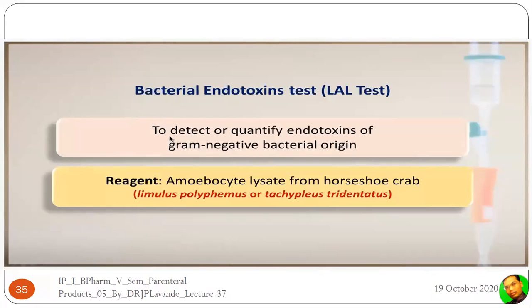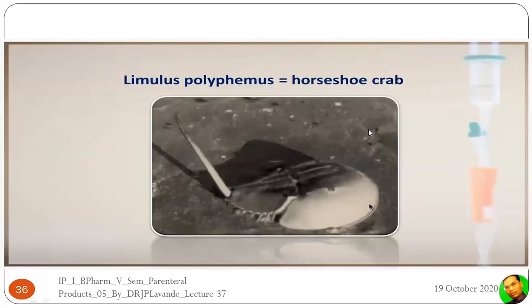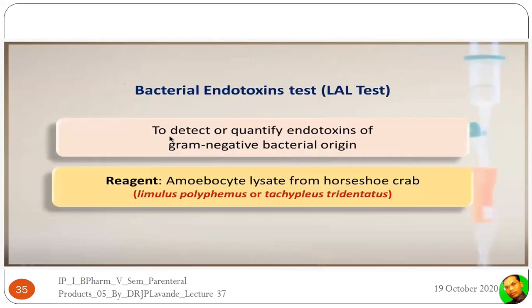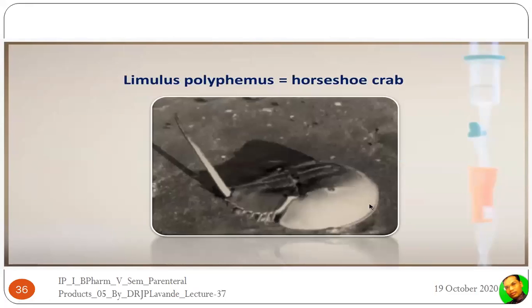In this test, the reagent used is the LAL reagent, the Limulus amebocyte lysate reagent, which contains the amebocyte lysate from the horseshoe crab, belonging to the species Limulus polyphemus or Tachypleus tridentatus. This is the horseshoe crab, which is of marine origin.